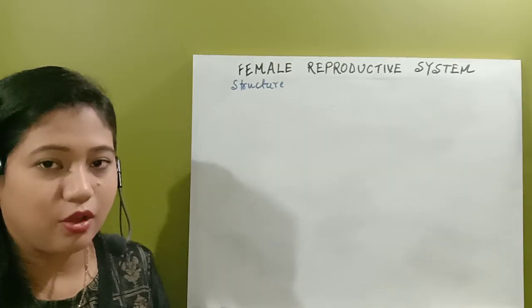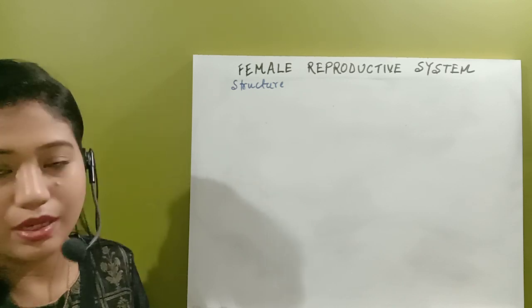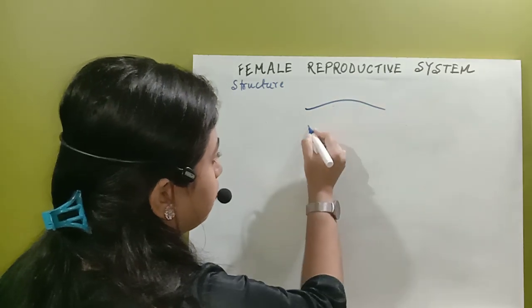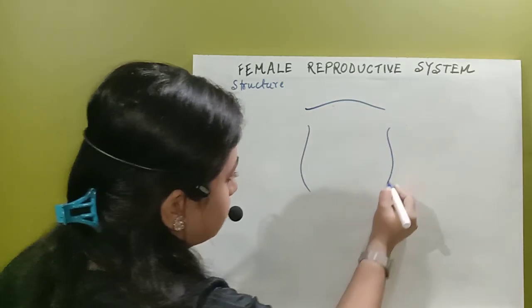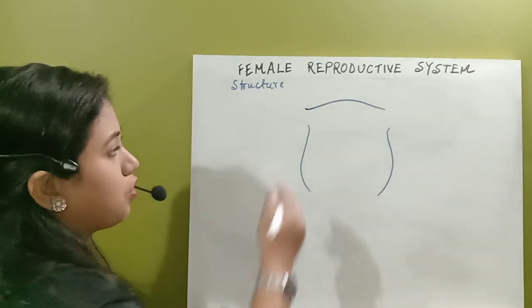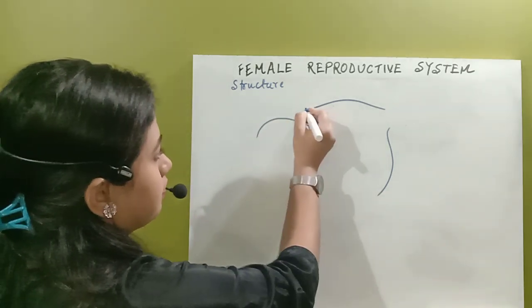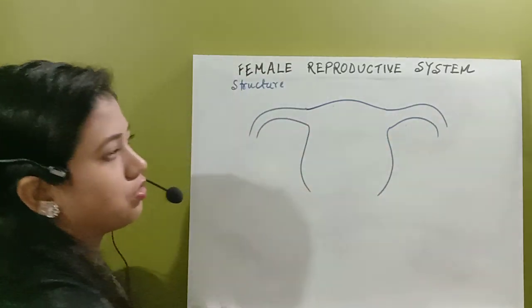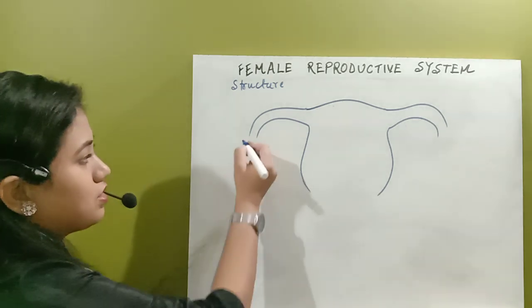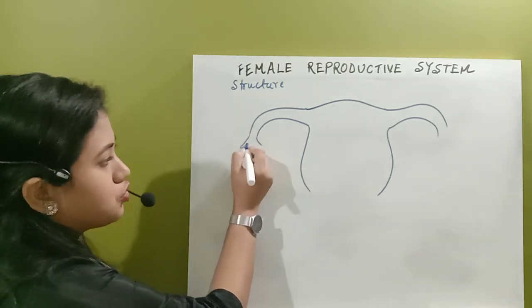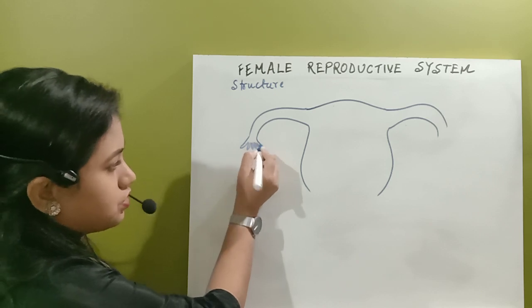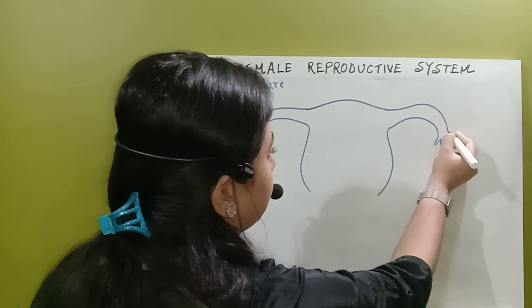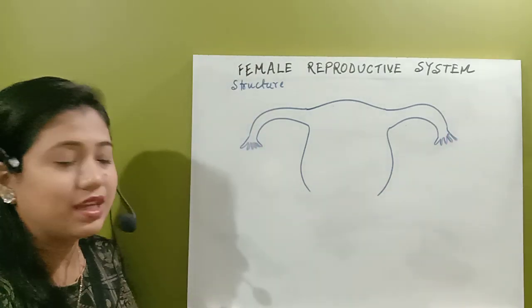Okay. Now let us see the structure of the female reproductive system. First of all, centrally we have the uterus. So here a single uterus is present centrally. On either side we have the fallopian tube. So here one fallopian tube, and on the other side another fallopian tube. The ends of the fallopian tube have some finger-like projections like this. The finger-like projections are known as the fimbriae. They have some important functions also, we'll see later.